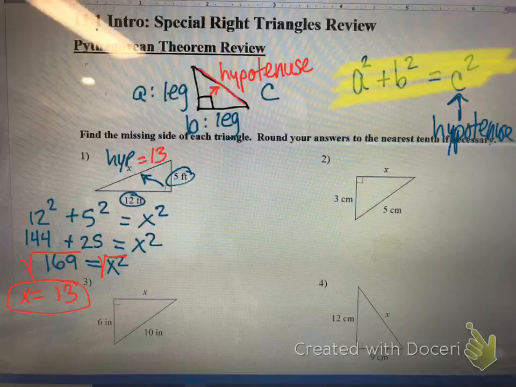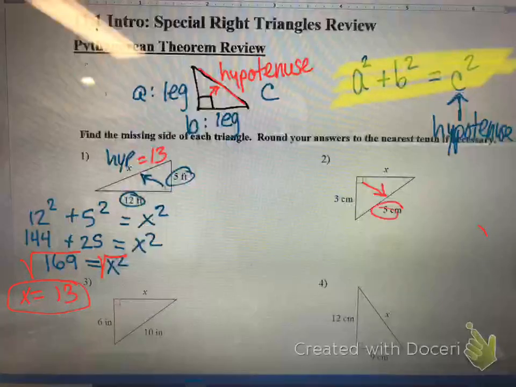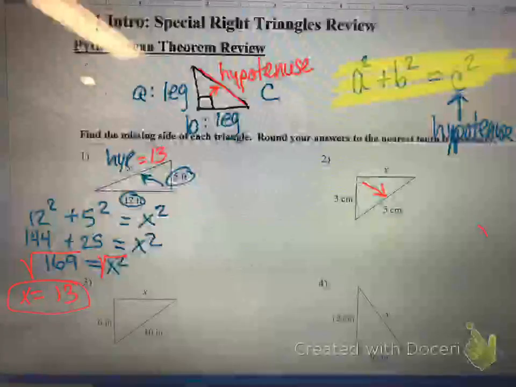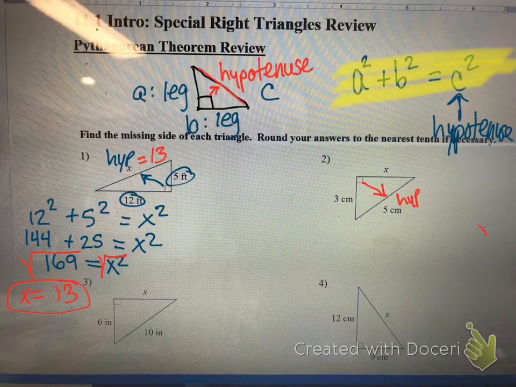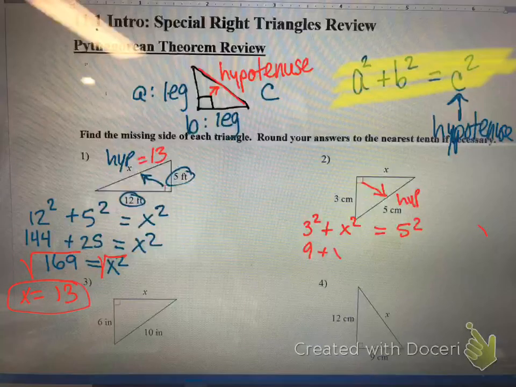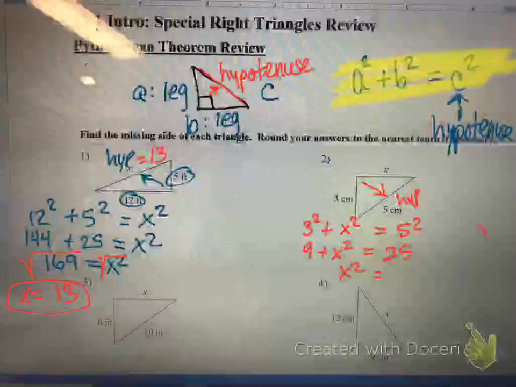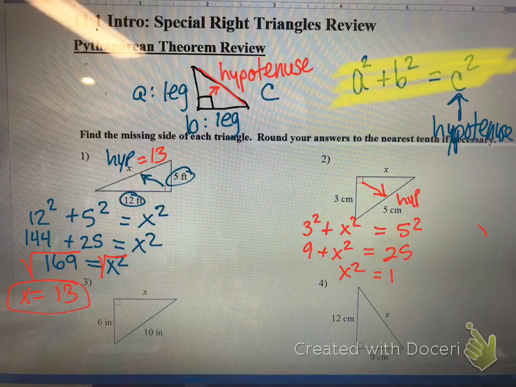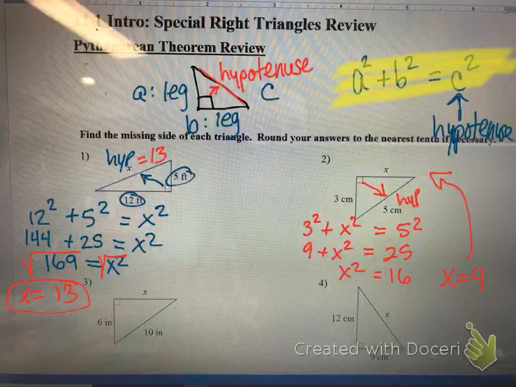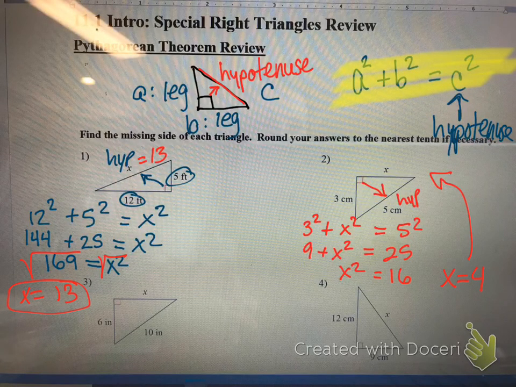Let's just do one more. In this triangle, this 5 centimeters is the hypotenuse. So when I set this up, I'm going to have 3 squared plus x squared, and then the 5 squared goes at the end. This one has a little bit more math attached to it, as you can see on the screen. I'm going to subtract the 9 from the 25, and then take the square root of both sides to get x equals 4. That is how you want to solve a problem using the Pythagorean theorem. So always go back to that highlighted formula.